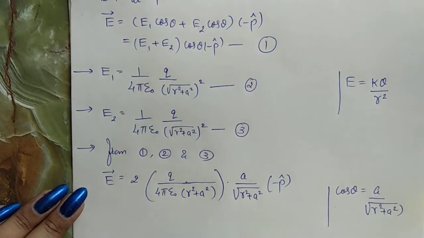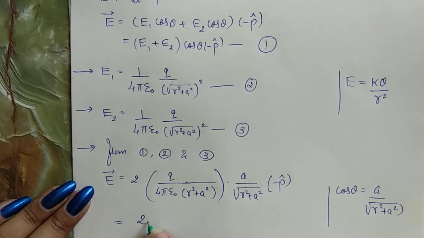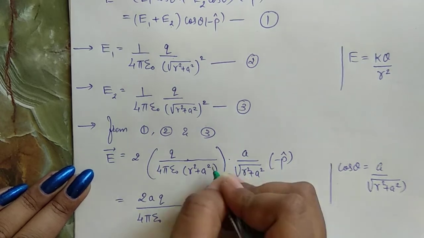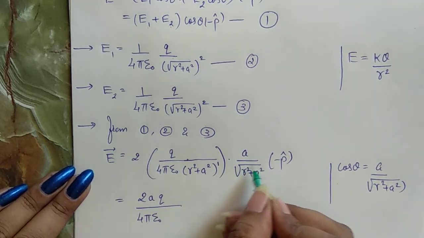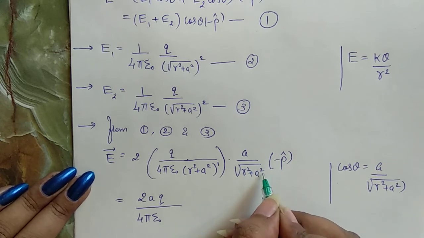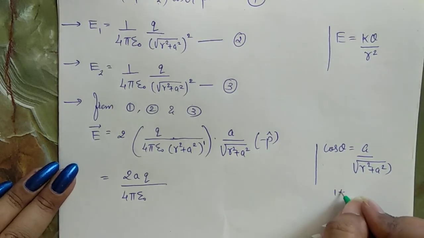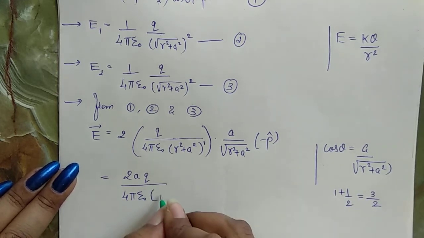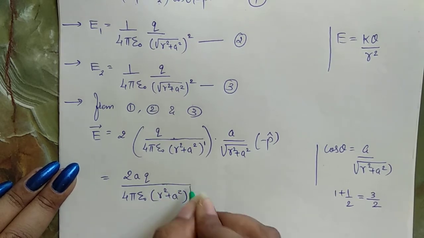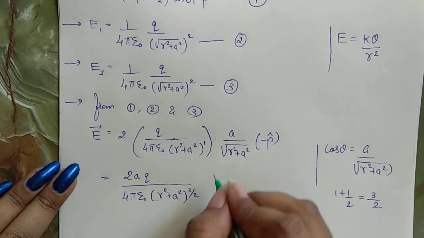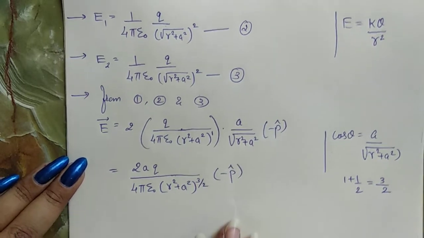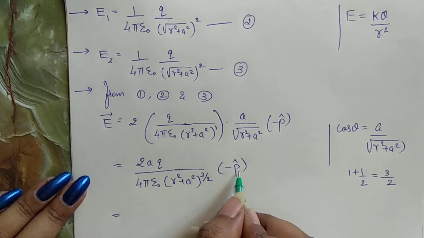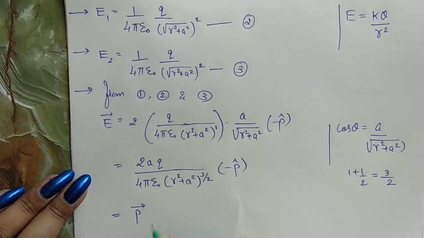Okay, now if I solve this, I'm going to get 2aq upon 4 pi epsilon naught. Here in power it is 1 and this is root, means here in power I am having 1 upon 2. So 1 plus 1 upon 2 is going to give me 3 by 2. So here r square plus a square, in power it will be 3 by 2, and here it will be minus p cap. Now as we know, 2aq into p cap is vector p. So here we'll be writing vector p.